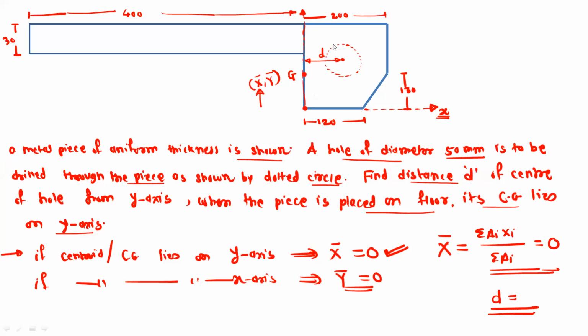As the given geometry, that is the given metal piece, is not a standard geometrical shape, we need to divide the given object into standard geometrical shapes. First we can consider this small right angle triangle. This is area 1. The next is the rectangle, and this rectangle will have the dimension 400 by 30.